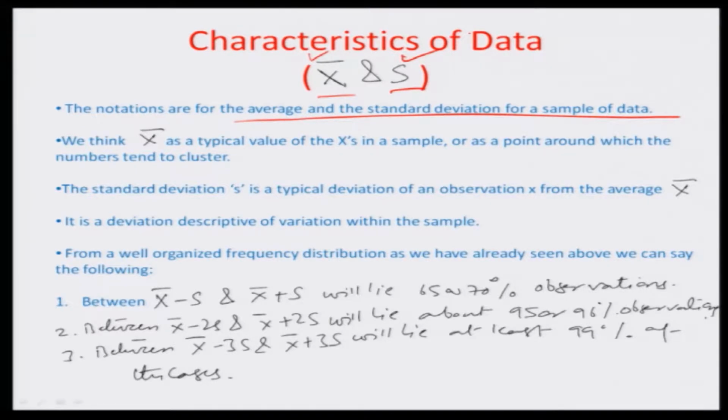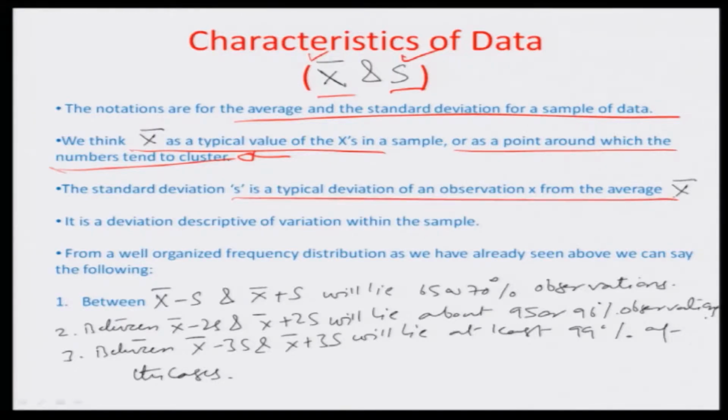We think of x bar as a typical value of x in a sample, or as a point around which the numbers tend to cluster. The standard deviation s is typically a deviation of the observation x from the average x bar, and it is descriptive of variation within the sample. So from a well organized frequency distribution, as we have already seen above, we can say the following.